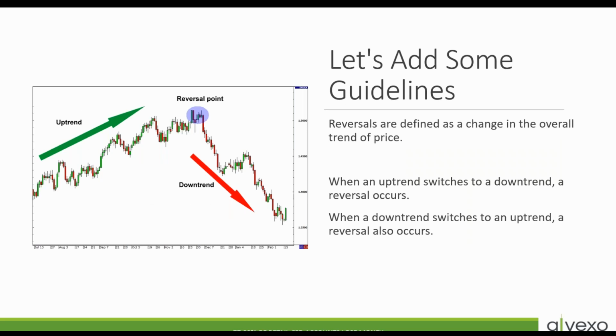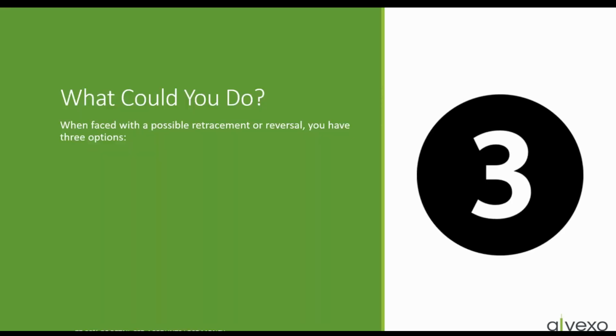So keep in mind, reversals are defined as a change in the overall trend of price. When an uptrend switches to a downtrend, a reversal occurs. Not when an uptrend or downtrend moves into a sideways mess. And most of the time, that's what it actually moves into, a sideways congested mess. It sits there before it decides what it's going to do.